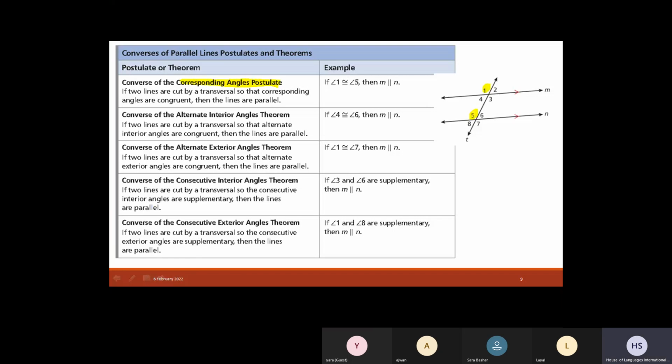I have two lines. I don't know if they are parallel or not. And I bring a transversal line like this at the side of it. Then I bring my protractor. I measure this angle and I measure this angle. If you find that this one is, as an example, 92, and this one is 92, if you find that angle 1 and angle 5 are equal, that means my two lines are parallel.